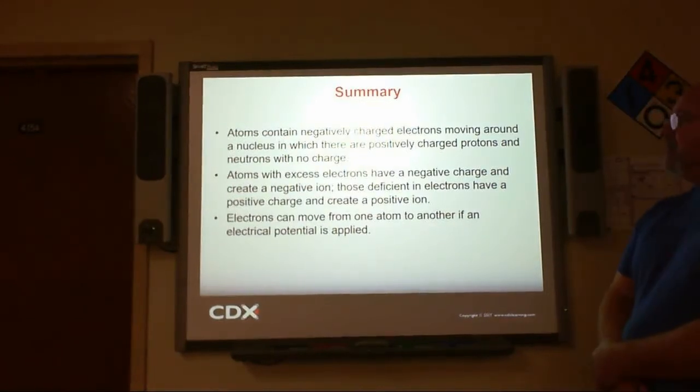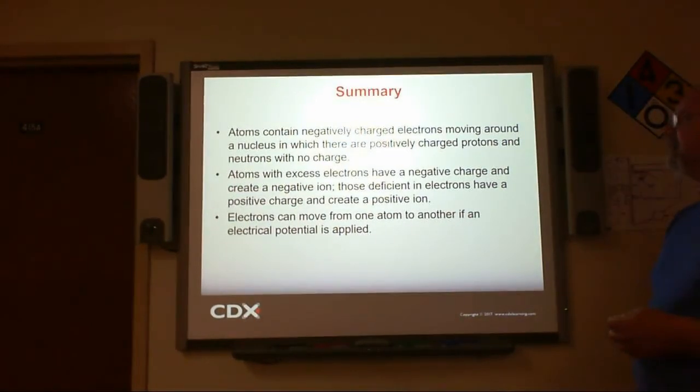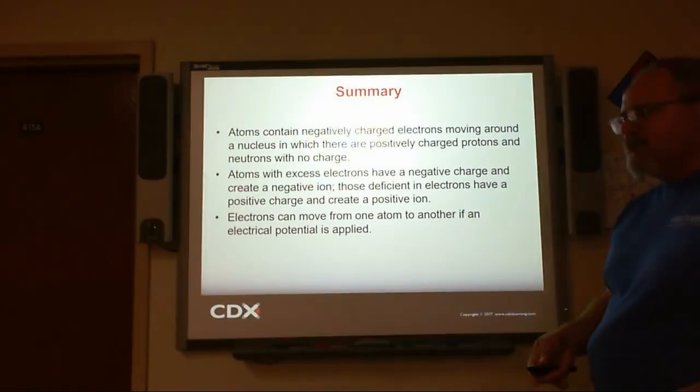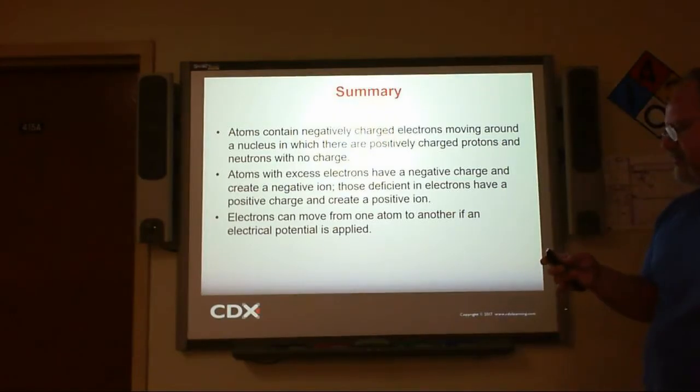Okay, so in summary, we talked about atoms containing negatively charged electrons and positively charged protons. And remember, the protons are in the nucleus, and the electrons orbit, we say, the nucleus. Atoms with excessive amount of electrons are negatively charged, and we call that a negative ion. Atoms that have a deficiency of electrons are positively charged, and we say that's a positive ion. And remember, electrons can move from one atom to another if there is electrical force, electrical pressure to encourage them to do so.